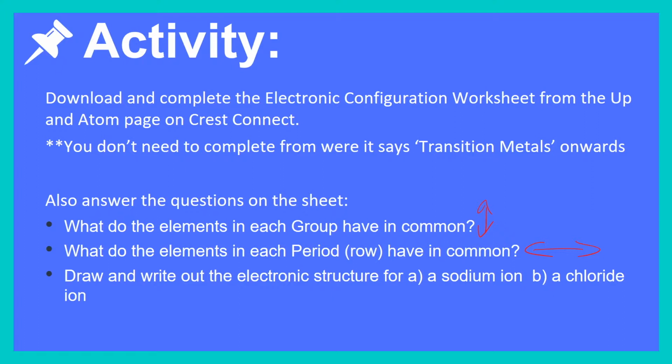Now, the last thing there wants you to draw and write out the electronic structure for a sodium ion and a chloride ion. So just, if you don't know already, sodium as an ion is Na+, and chlorine as an ion is Cl-. So if you haven't done it already, pause the video and write those out now.